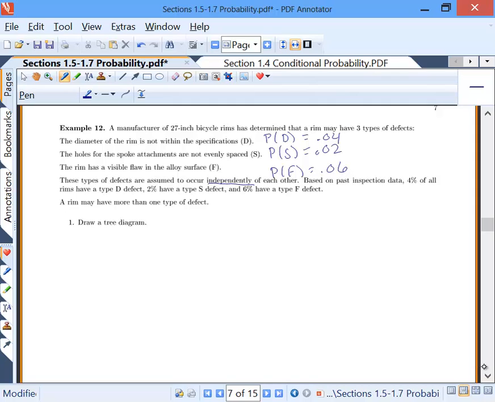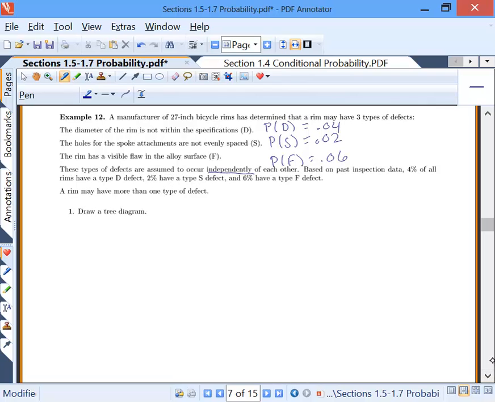So what we're going to do is we're going to draw a tree diagram. So what would happen is we would look at the bicycle wheel and we would first check and see, do you have a certain kind of defect? So they don't have to be in this order, but let's say they check for the D defects first. Okay. So your choices is you can have a D defect or you can not have a type D defect. I'm just going to call it not D or ND. Okay. What is the probability of getting a D defect?